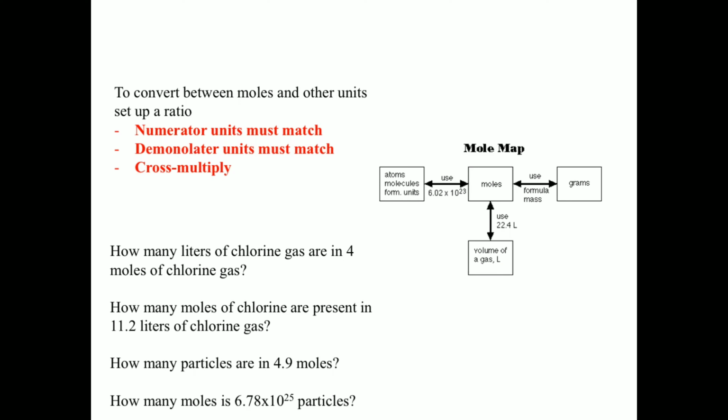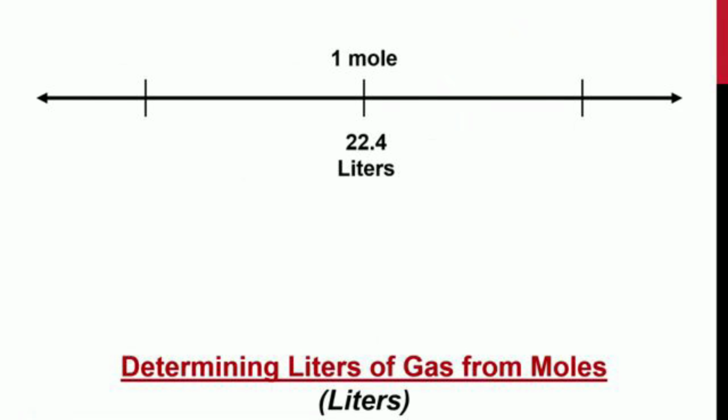Now we can convert between a mole in any of these units by setting up a proportion. Look at how we set up a proportion to compare the number of liters or molecules to a mole. Here we know that 1 mole is always equal to 22.4 liters of any gas at STP. So, if we wanted to figure out the number of liters in half a mole, we can set up a proportion.